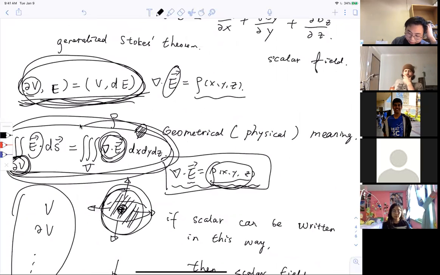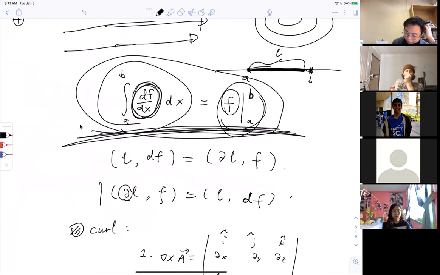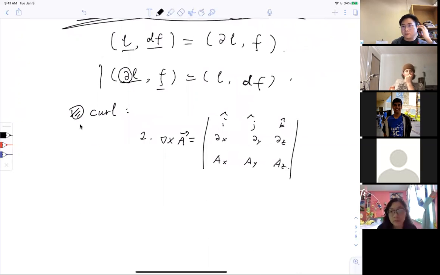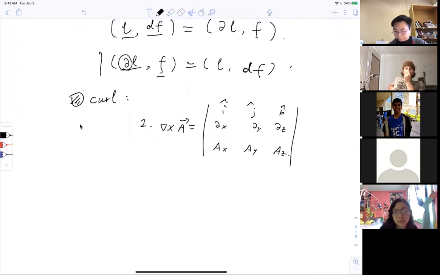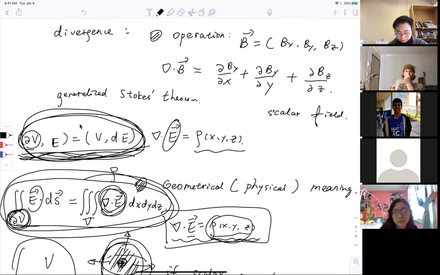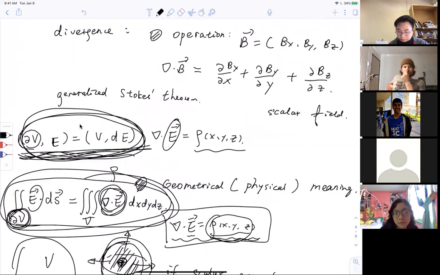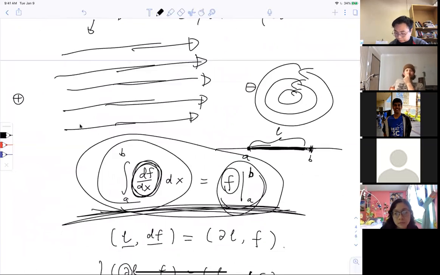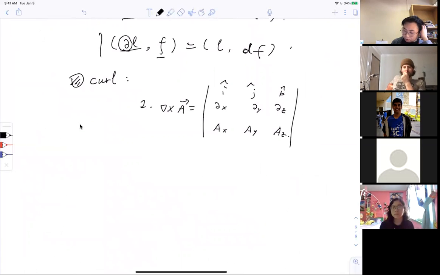Yeah, you can say they have a similar form, right? So here is also the partial derivative form. And you will see the Stokes theorem also has this form. This is the reason why it's called the generalized Stokes theorem. Okay, so this is how we do the curl.